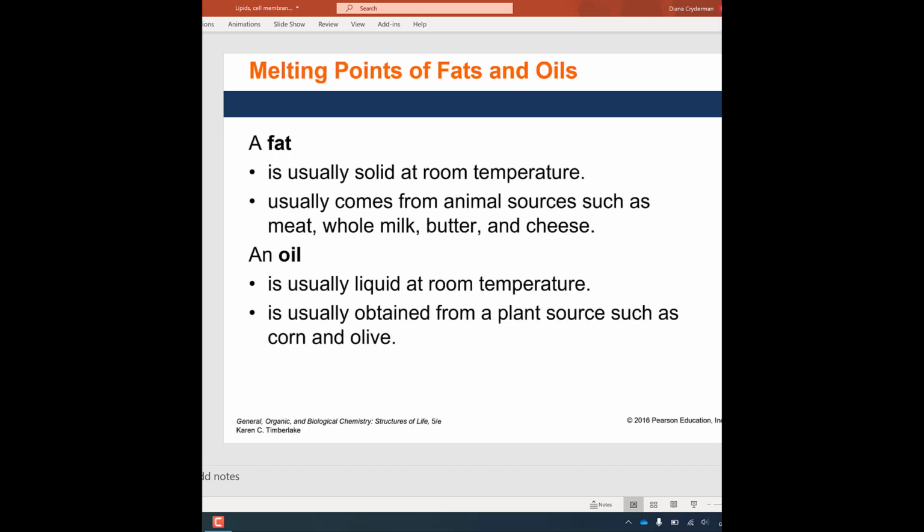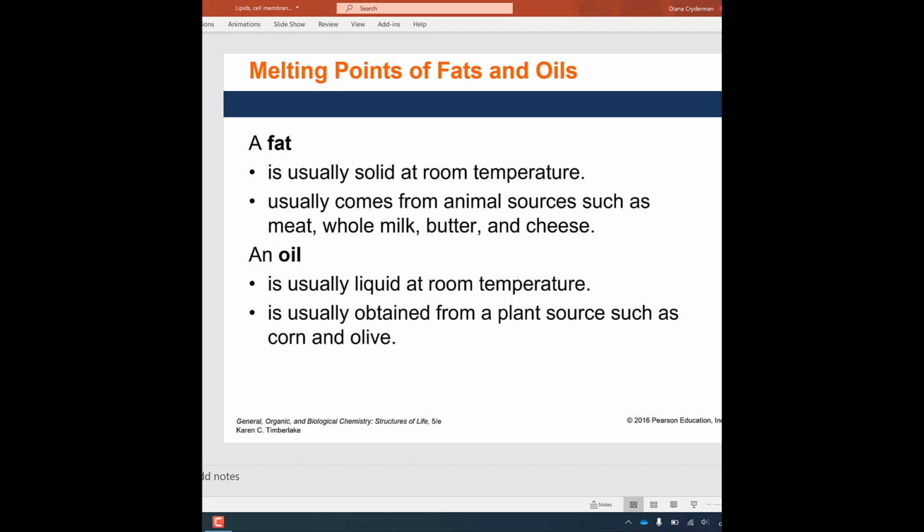Okay, so that makes me sometimes wonder what's the difference between a fat and an oil. A fat is something that's usually solid at room temperature. It comes from animal sources like meat, whole milk, butter, and cheese, versus an oil, which would typically be liquid at room temperature. So we usually get this from some sort of a plant source. So simply speaking, fat, solid at room temperature, oil, liquid at room temperature.